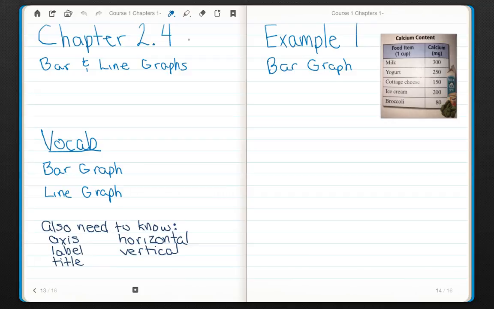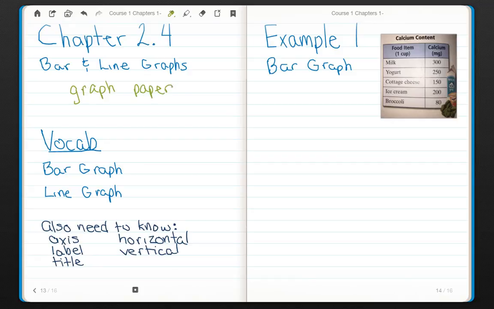Chapter 2.4, Bar and Line Graphs. So for this lesson in this chapter, we are going to be creating bar and line graphs. Therefore, you need to have graph paper.